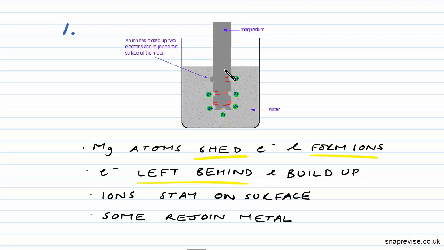Now the ions which are formed tend to stay on the surface. They're positive and they're attracted to the negative charge of our magnesium metal. Some will rejoin the metal. You can see that over here where it says an ion has picked up 2 electrons and rejoined the surface of the metal.